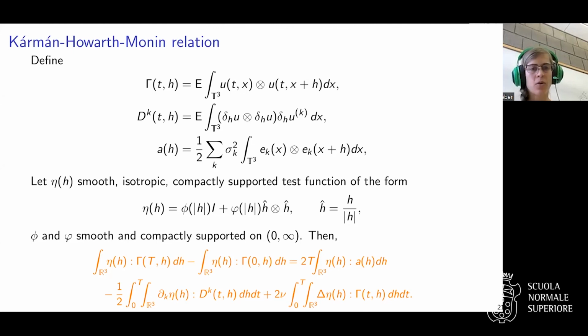And so if you contract the correlation with this test function, and you take the difference at different times, so this looks a bit like a time derivative, then it's equal to the forcing term. It's coming from the forcing term, and that's coming from the flux, and then this term here is coming from the dissipation. So you wonder where the pressure went, and the pressure disappeared because of the test function being isotropic.